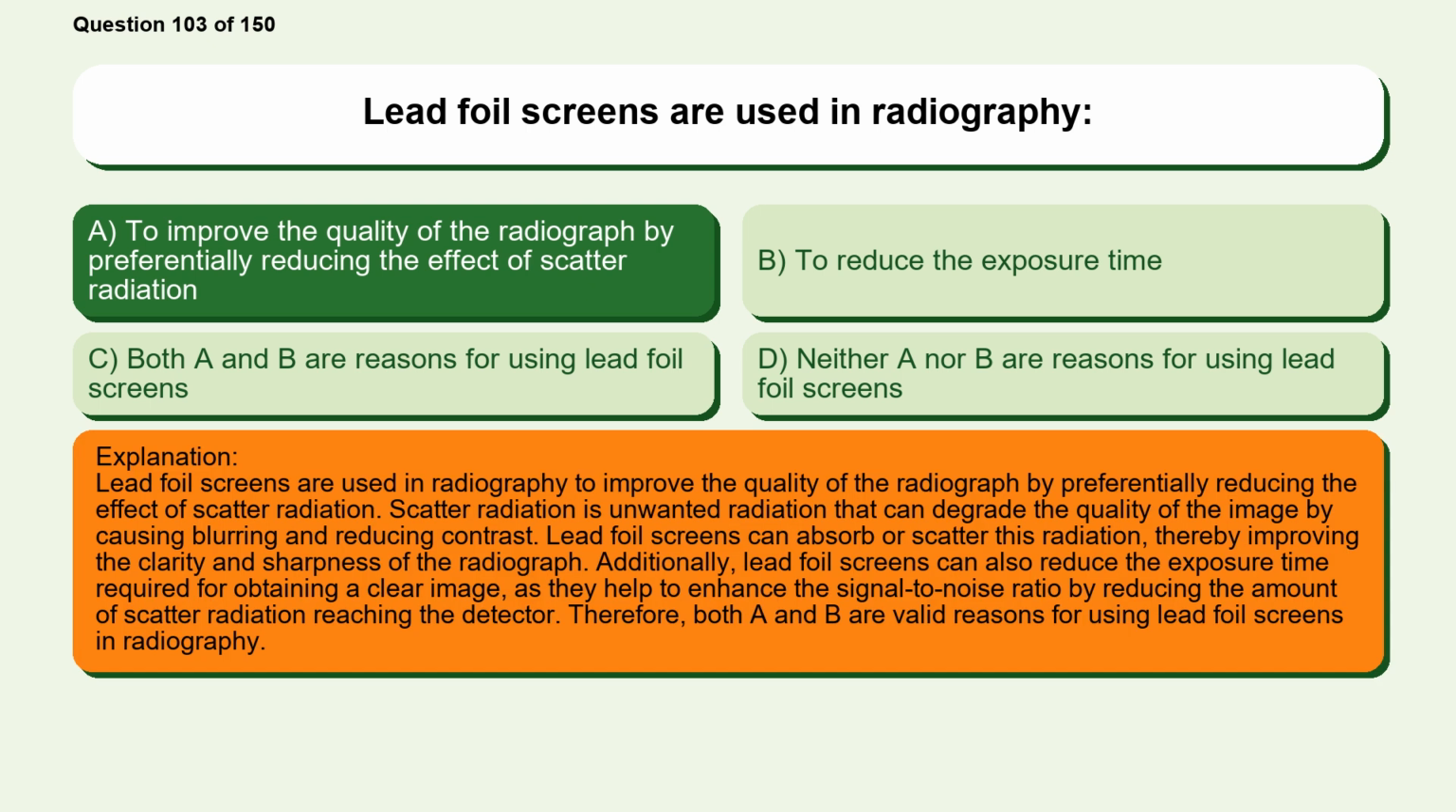Lead foil screens are used in radiography to improve the quality of the radiograph by preferentially reducing the effect of scatter radiation. Scatter radiation is unwanted radiation that can degrade the quality of the image by causing blurring and reducing contrast. Lead foil screens can absorb or scatter this radiation, thereby improving the clarity and sharpness of the radiograph. Additionally, lead foil screens can also reduce the exposure time required for obtaining a clear image, as they help to enhance the signal-to-noise ratio by reducing the amount of scatter radiation reaching the detector. Therefore, both A and B are valid reasons for using lead foil screens in radiography.